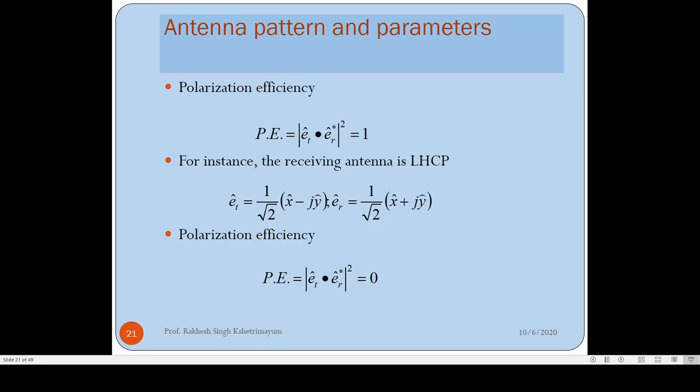Let's say you have a transmitting antenna which is right hand circular polarized wave and a receiving antenna which is a left hand circular polarized wave. The unit vector for the right hand circular polarized wave is 1 by root 2 x hat minus jy hat. For the receiving antenna it is 1 by root 2 x hat plus jy hat. So when you find out the polarization efficiency using this formula here, you'll get 0. That means if your transmitting antenna is right hand circular polarized and your receiving antenna is left hand circular polarized, you won't be able to pick up any signal from the transmitting antenna even if you are using a high power signal from the transmitter.